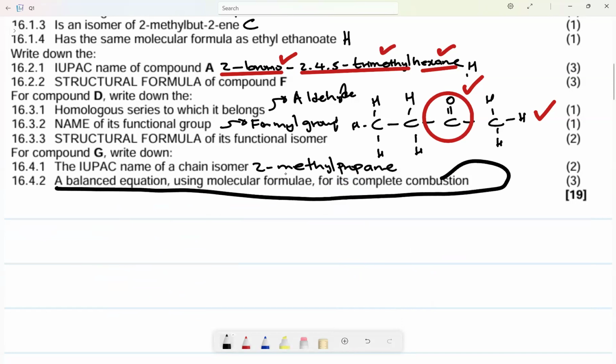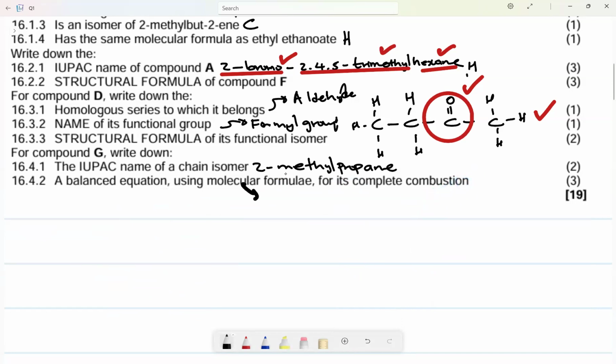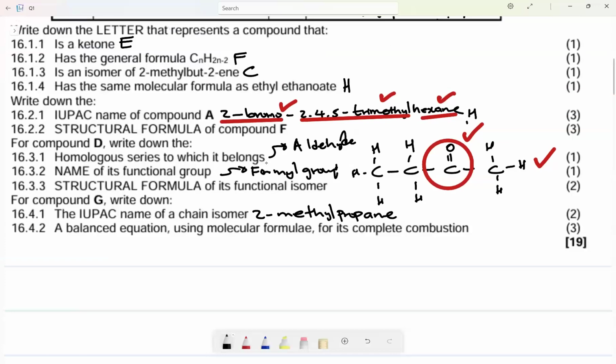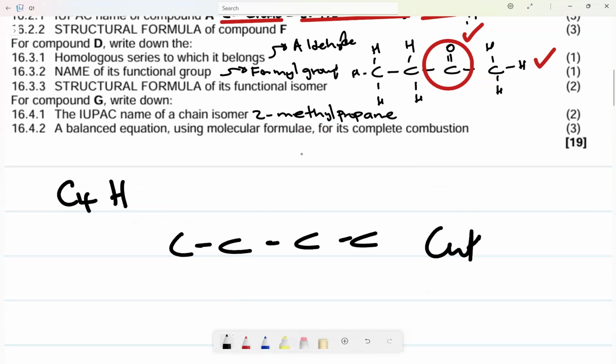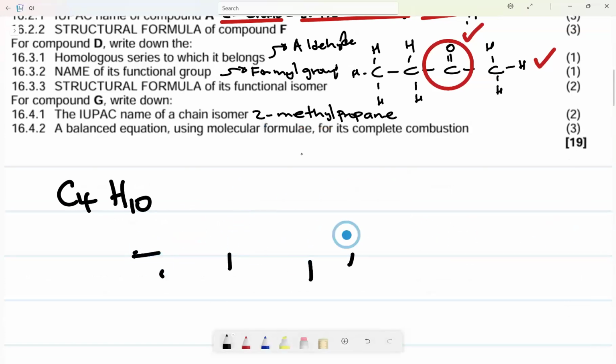Now on this one, they say to me, write down the balanced equation using molecular formula for its combustion. Very, very easy, this one. What is the molecular formula of butane? It is butane: 1, 2, 3, 4. So you'll see it will be C4H. Remember, the general formula is CnH2n+2. So if I have 4 here, I will have 8, 10. You can also draw the structure and then count again.